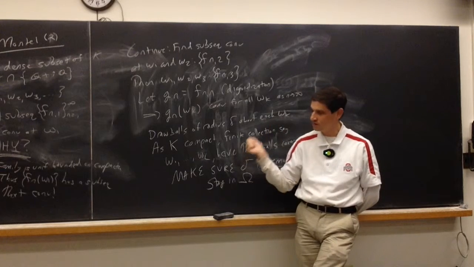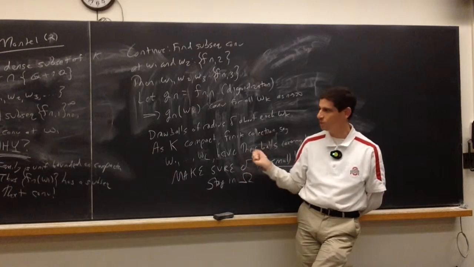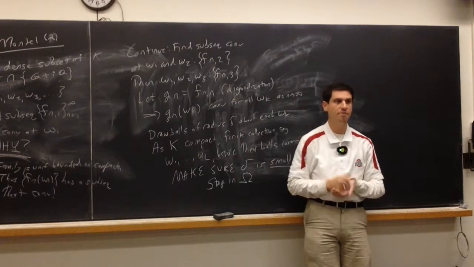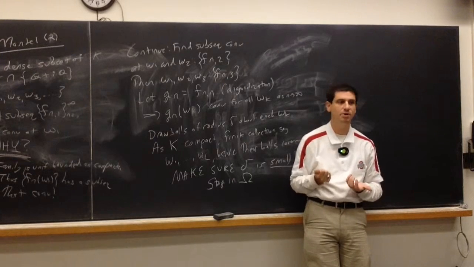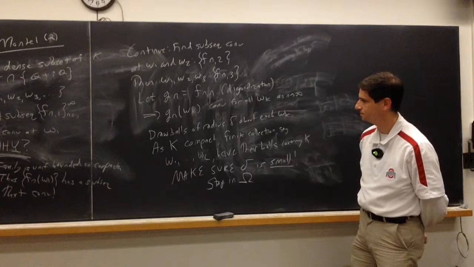So again, this is why you have to be very careful about what your constants are. If your constants depend on the compact set, when we take this open cover, we could have inflated things just a little bit. It may not be the same compact set K, but it will be a closely related compact set. So it's not going to be a huge deal.